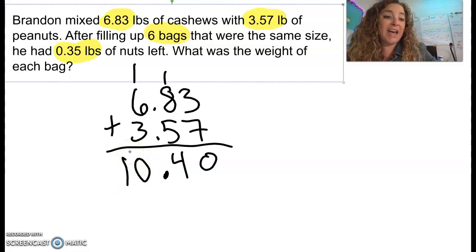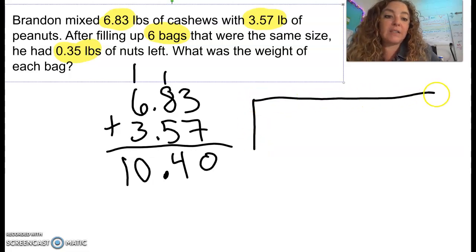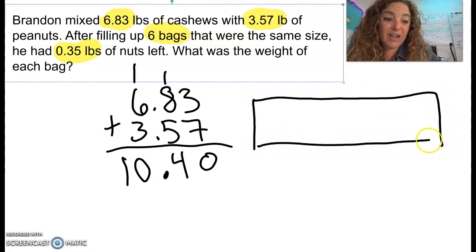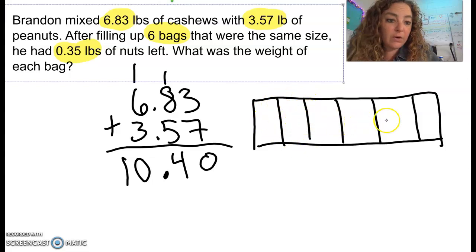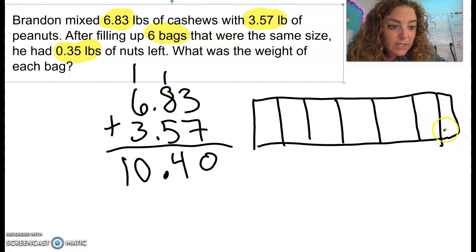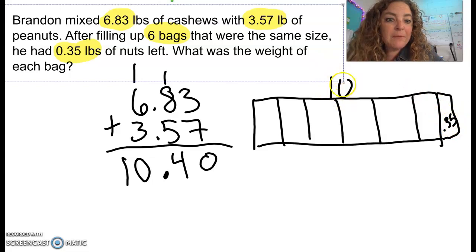This is how much he had in all, right? And he's going to divide that up into 6 bags, but there's left over, right? So there's this little part that's left over. One, two, three, 4, 5, 6. And then here's our little chunk that's left over. This is 35 hundredths. Okay, and we have 10 and 40 tenths.